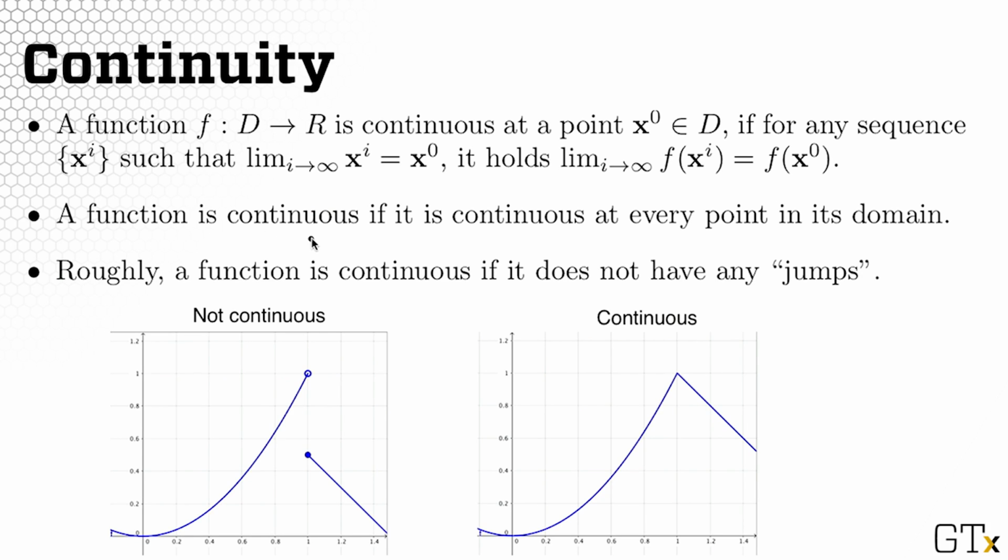So a function is continuous if it is continuous at every point. So this is continuity at a particular point. If the function is continuous everywhere, then it is called a continuous function. So roughly, this is a mathematical definition, but essentially, if a function is continuous, it means that it does not have any jumps. So for example, here, this function has a jump at the point 1, right? So at the point 1, the function is this value, but if you move a little bit away from point 1, the function takes a value of here. So this is a discontinuous function, whereas this function is continuous at 1.